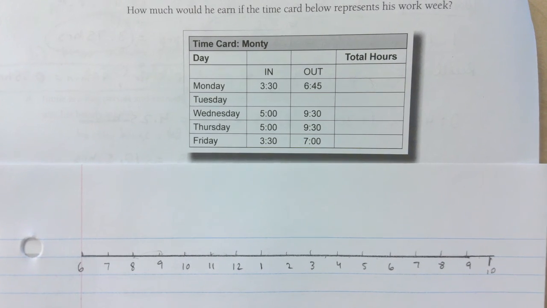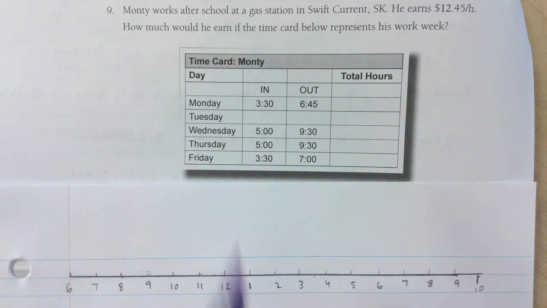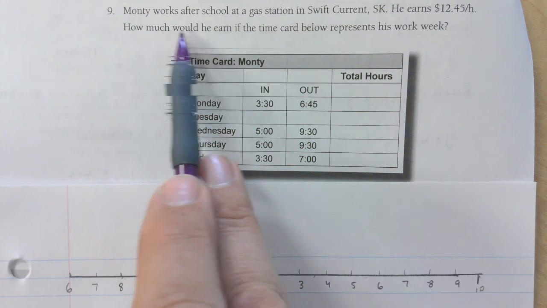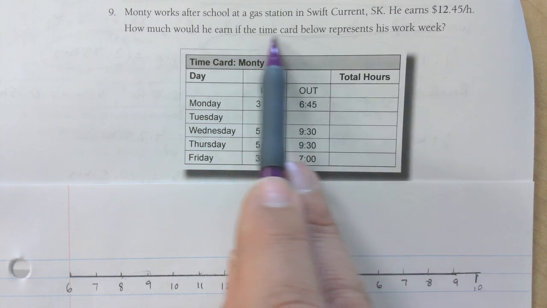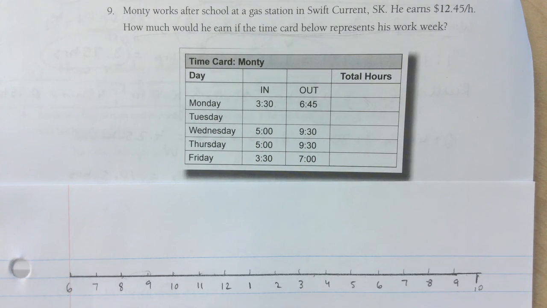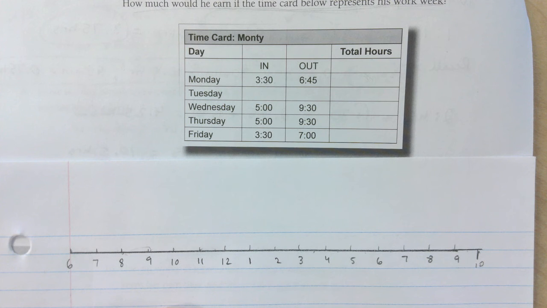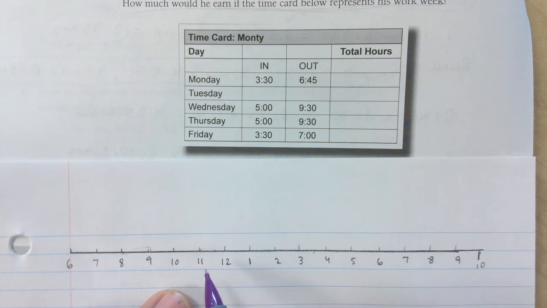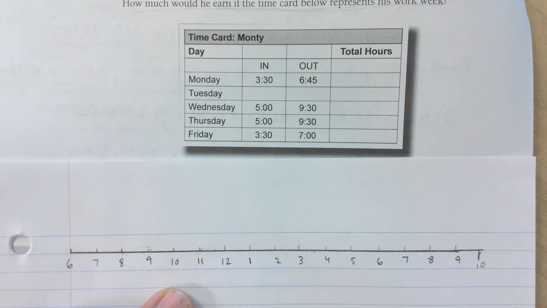All right. By the way, if you just find the hours, you're not quite done yet, right? How much would you earn if the time card below represents the work week? So they're still asking us how much this person would earn based on the hours worked. But let's just pause here with the hours, okay? Watch what I'm going to do. I'm going to show you two methods. One is foolproof, you can't really go wrong with it. And this one is basically mental math, okay?